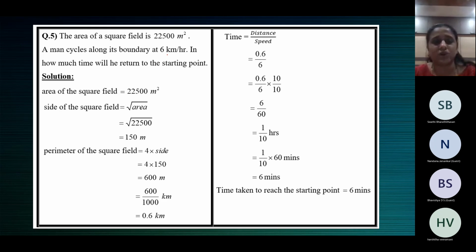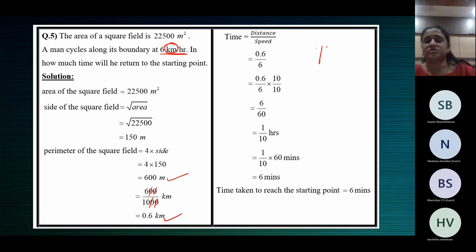Now the speed given is in kilometers per hour. That means you should have the distance in kilometers. We have the distance in meters here, so we convert it to kilometers by dividing by 1000. 600 by 1000, so 0.6. Zeros get cancelled, 6 by 10 or 0.6 kilometers. So this 0.6 kilometers is the distance he has gone along the boundary.